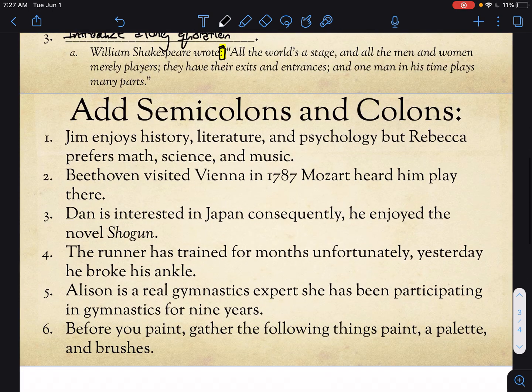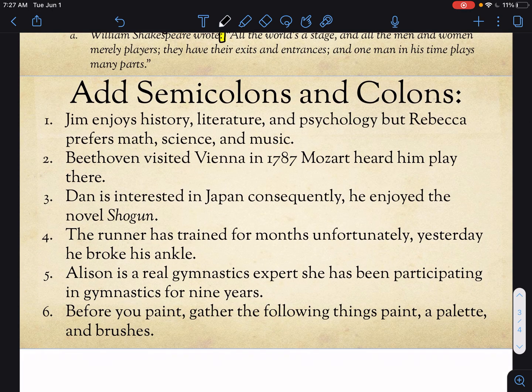All right, on the next slide, there are 6 sentences. I would like you, please, to find the colon or semicolon in each sentence and mark it, and then submit it for a check, and I'll give you some feedback.